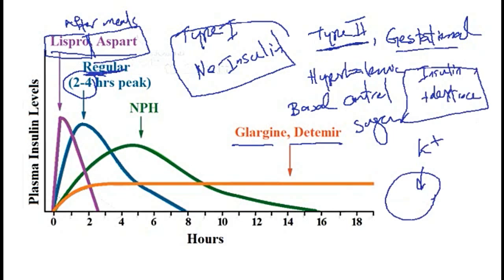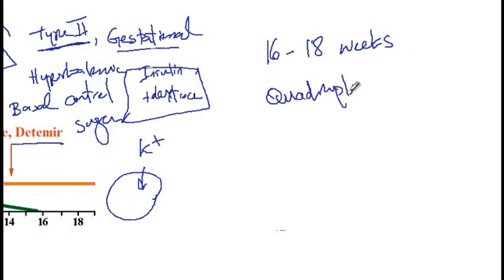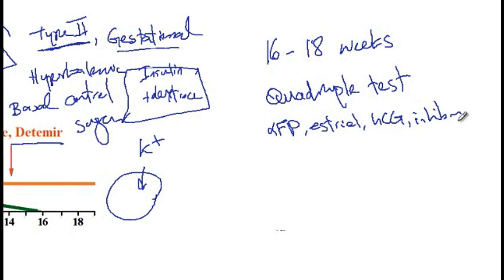Now, as for gestational diabetes, I would like to go over the screening guidelines during pregnancy. You may recall that 16 to 18 weeks of gestation is the time that you will use to check for the quadruple test, which checks for the alpha-fetoprotein, estriol, human chorionic gonadotropin, as well as the inhibin, to check for the chance of having a child with Down syndrome. Then at 26 to 28 weeks of gestation, you will check for the possibility of gestational diabetes.